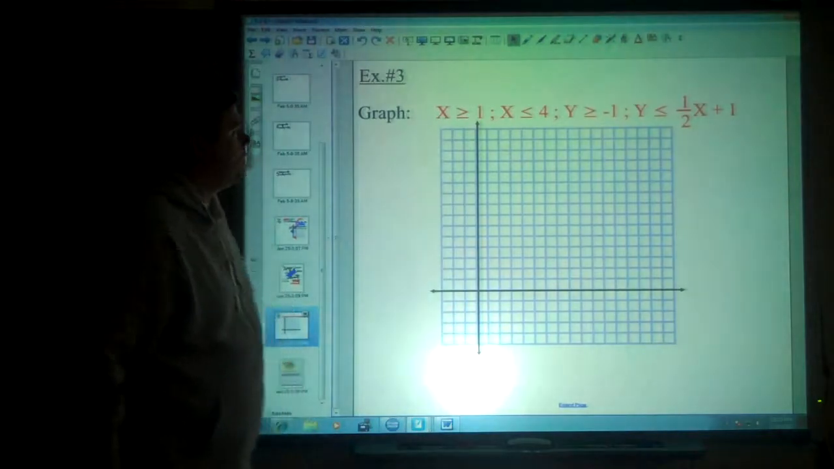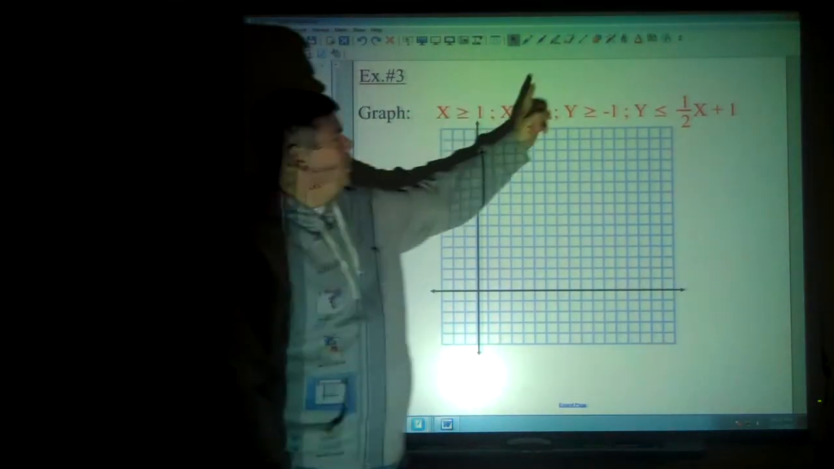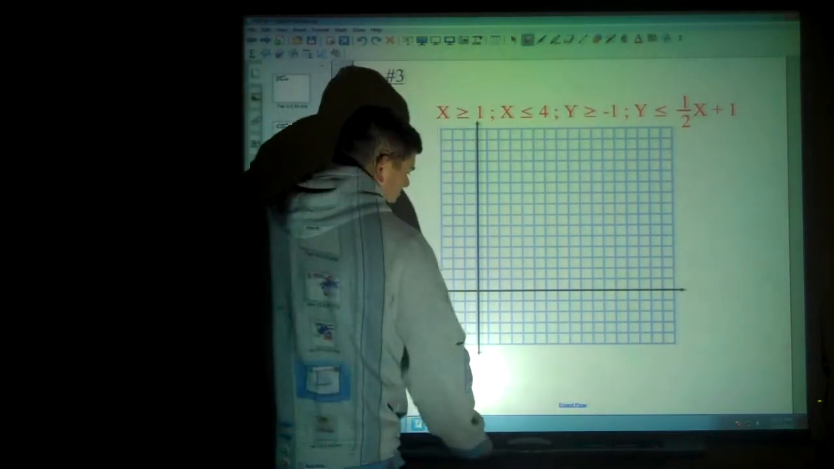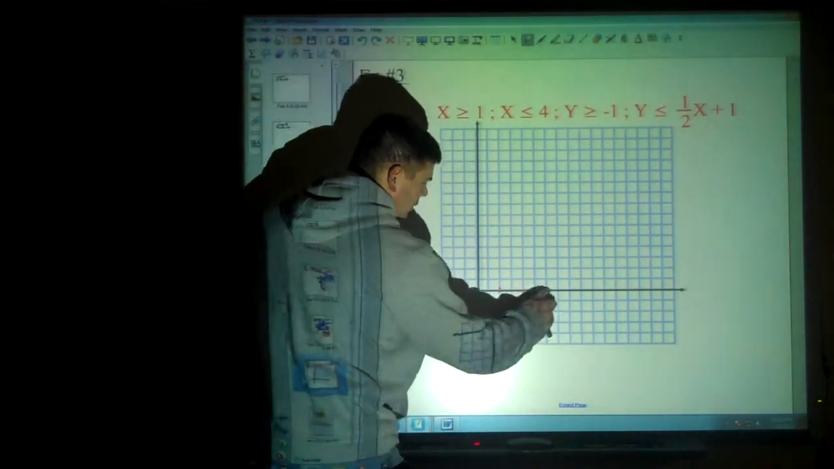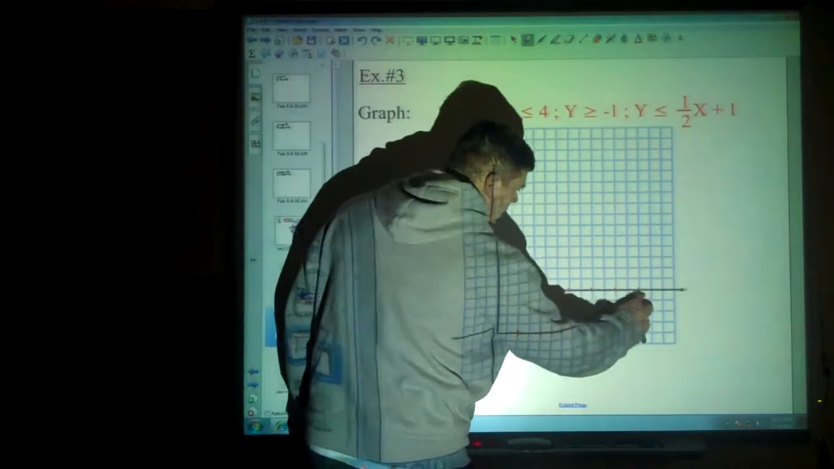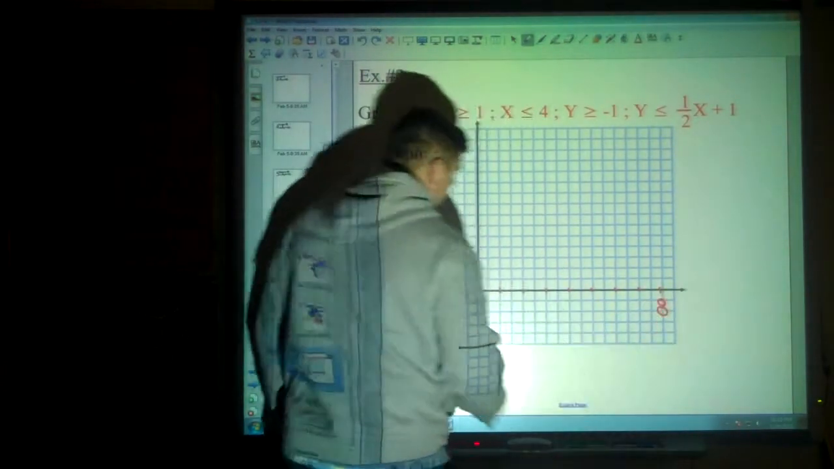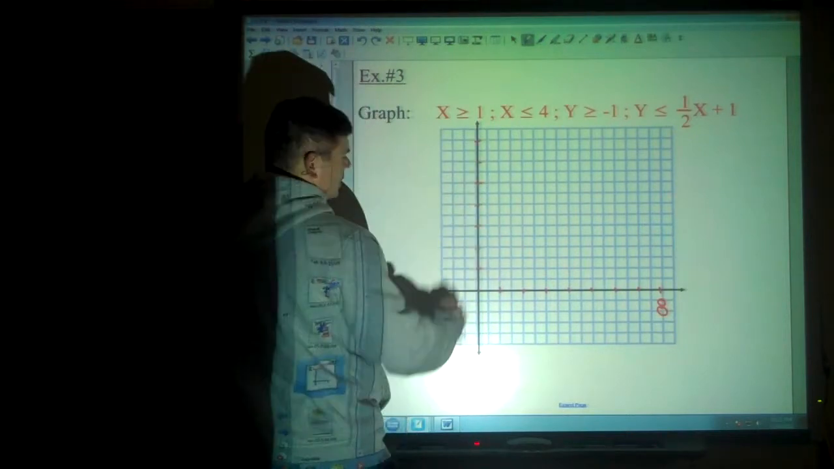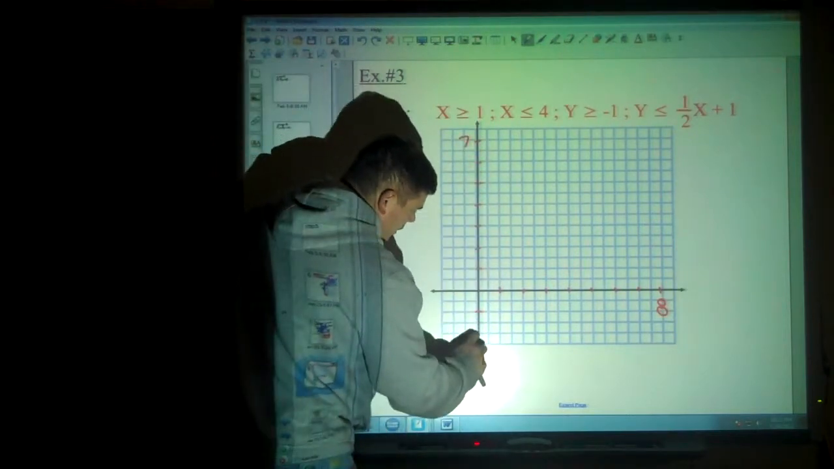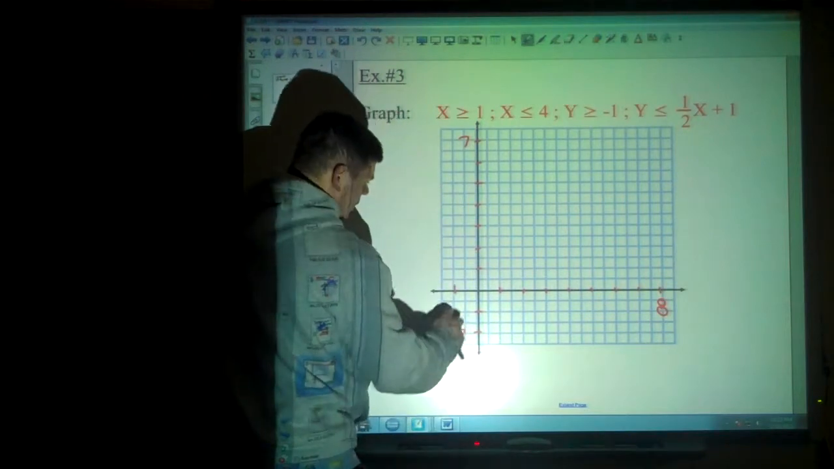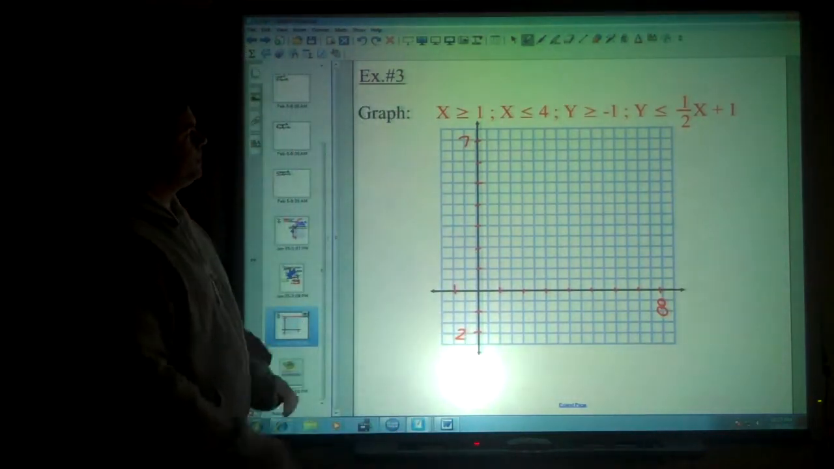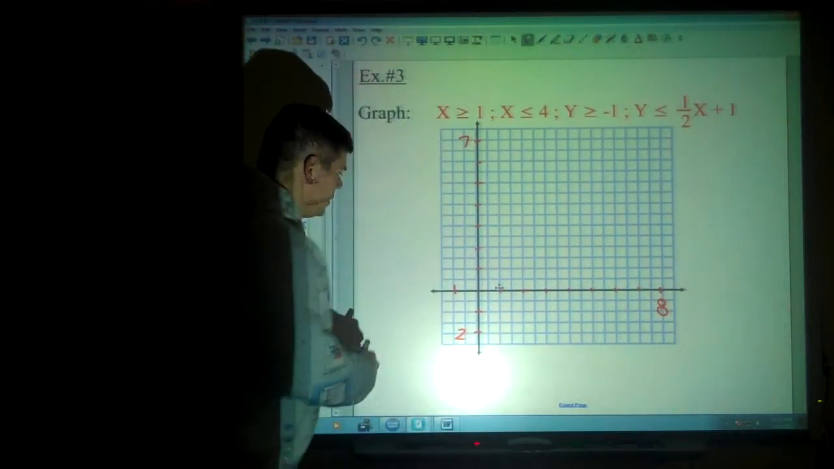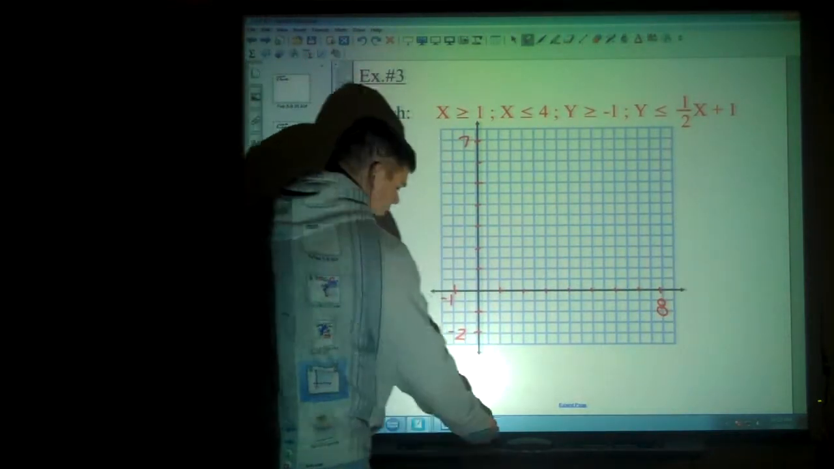Alright? This one has 1, 2, 3, 4 different inequalities. Let's space this out a little bit. 1, 2, 3, 4, 5, 6, 7, 8. And 1, 2, 3, 4, 5, 6, 7. 1, 2, and 1. Now, that's negative 1 and negative 2.